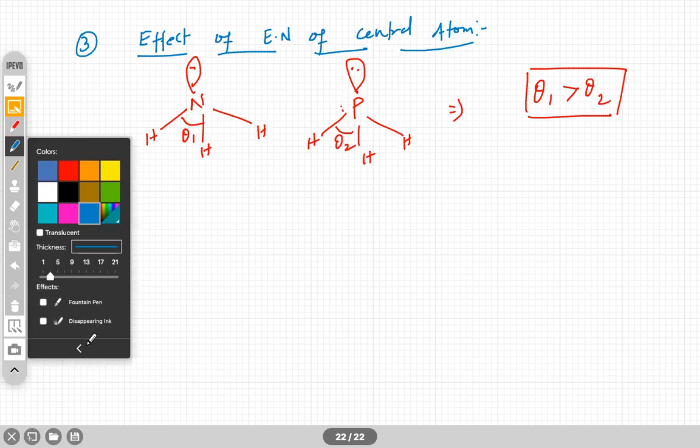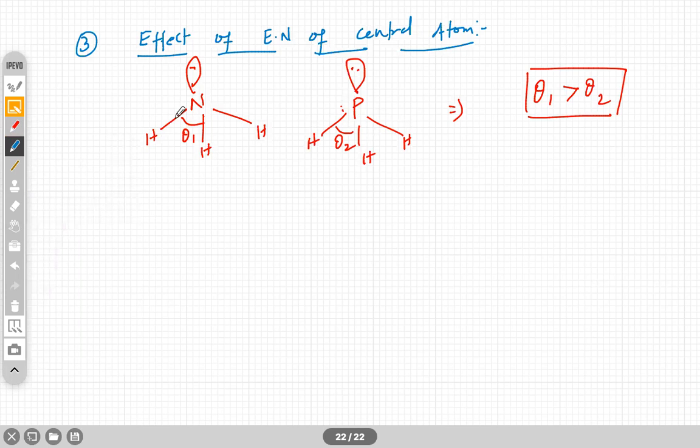since nitrogen is more electronegative, it drags the bond pair of electrons towards its side. So here the bond pair electrons are towards the nitrogen atom. Hence they are coming closer. And this tendency is more because of the more electronegativity of nitrogen. They are coming closer, hence produces more repulsion and the bond angle expands here. Theta 1 is more than theta 2.